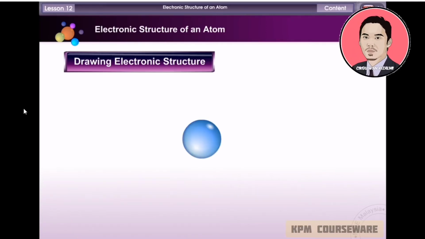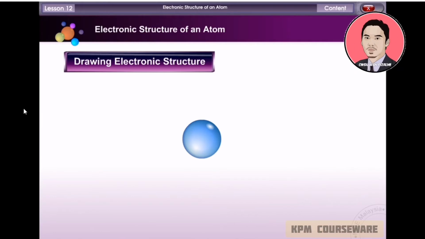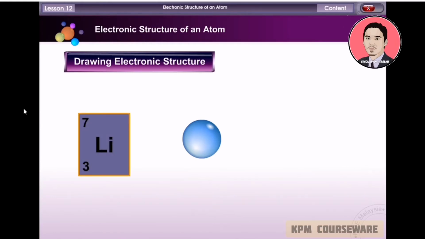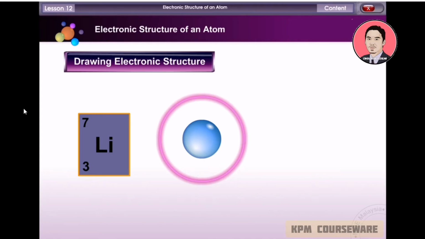Why don't you try to identify the electronic structure of an element? We'll take lithium as an example. The proton number for lithium is 3. This means lithium has 3 electrons. Now where shall you put the electrons? Shell number 1 can only hold 2 electrons. Drag and drop 2 electrons to shell number 1.